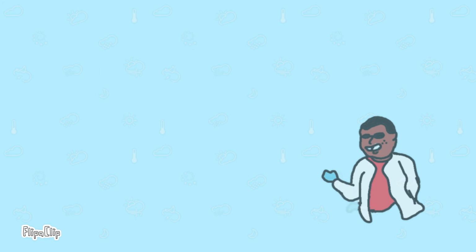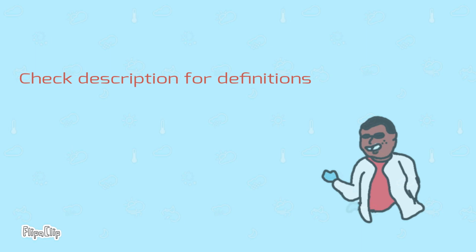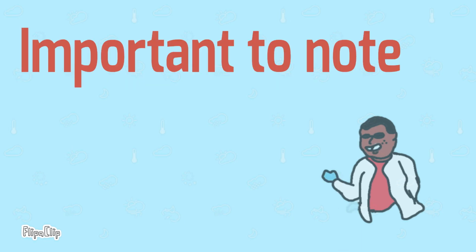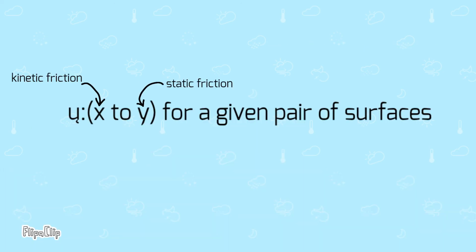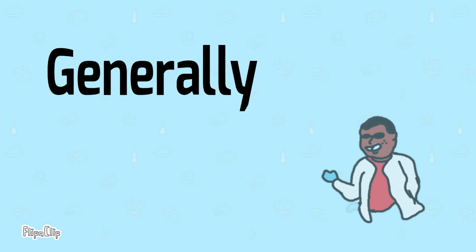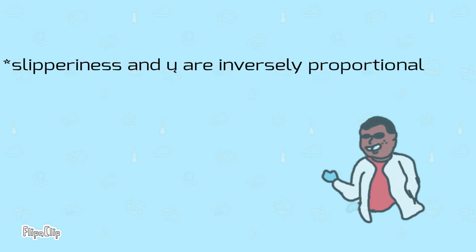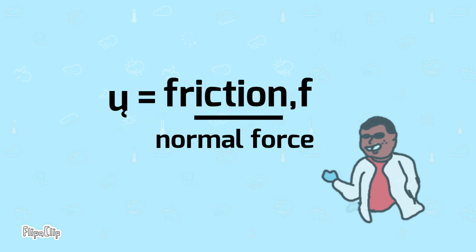First of all, coefficient of friction is a measure of the amount of interaction between two surfaces. Important to note is that the coefficient of friction between two particular surfaces is within a specific range for static and kinetic friction, but is generally between 0 and 1. So the lower the coefficient of friction, the more slippery the surfaces, and vice versa. Coefficient of friction is given by friction divided by the normal force.